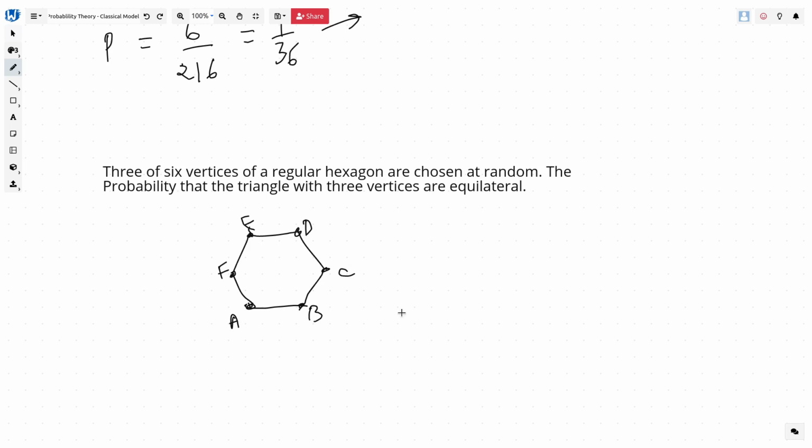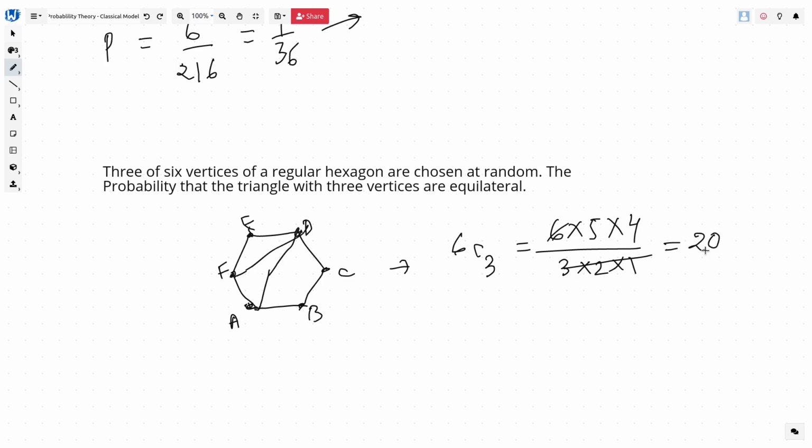So how many triangles can you form from these 6 vertices? From our counting principles, we have learned that it is nothing but finding the combination of 3 from 6, right? Because you can choose any 3, and it will always form a triangle. For example, if we choose AFD, then the triangle formed will be AFD. Similarly, you can choose any 3. So that could be done in 6C3 ways, which is 6 into 5 into 4 divided by factorial 3, which is 3 into 2 into 1. So all these get cut. So these are the 20 ways, right?